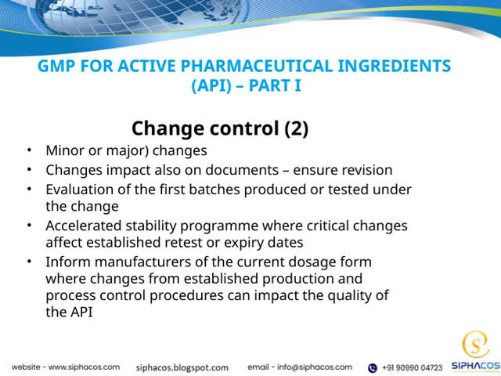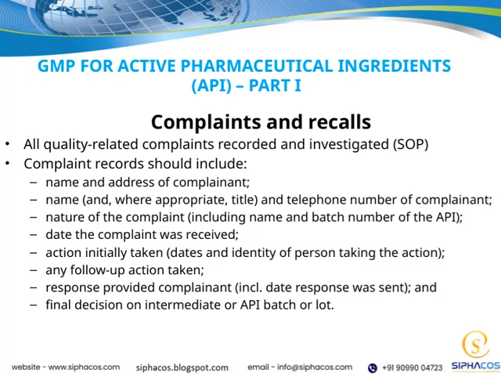This ensures they understand how these modifications could impact the quality of the API, maintaining transparency and quality assurance throughout the supply chain. Let's talk about complaints and recalls. It's essential that all quality-related complaints are properly recorded and investigated according to our standard operating procedures.